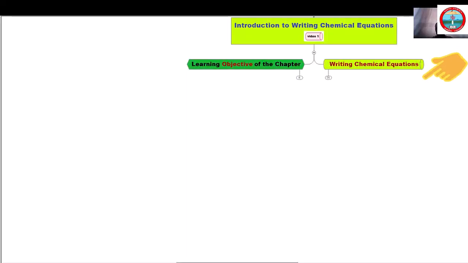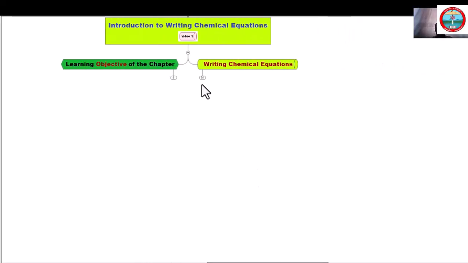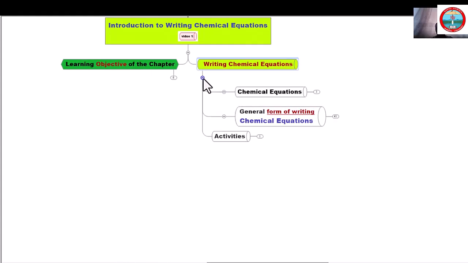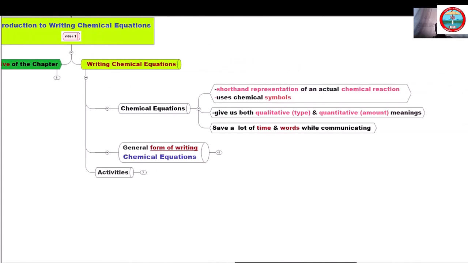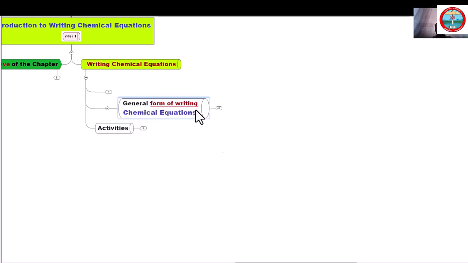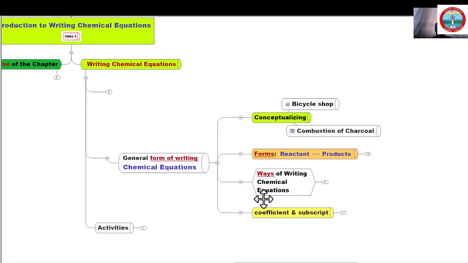Now, writing chemical equations. What is a chemical equation? A chemical equation is a shorthand representation of an actual chemical reaction, and it uses chemical symbols. A chemical equation gives us both qualitative information, that is the type, and quantitative information, that is the amount of reactants and products. It saves a lot of time and words while communicating. There are some general forms of writing chemical equations. To write a chemical equation, you write the reactants before the arrow and the products after the arrow.